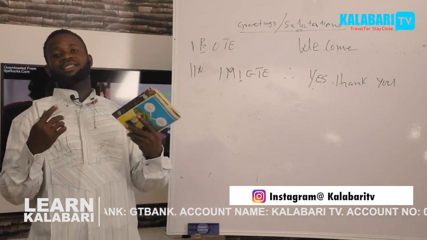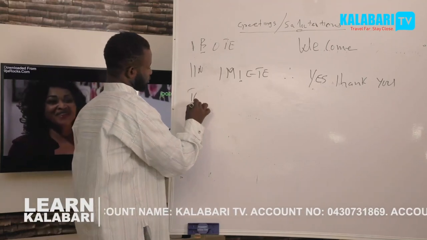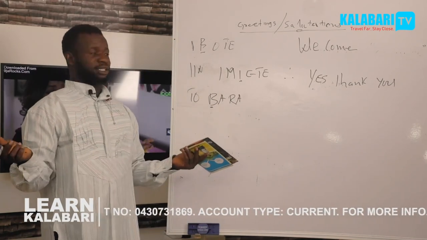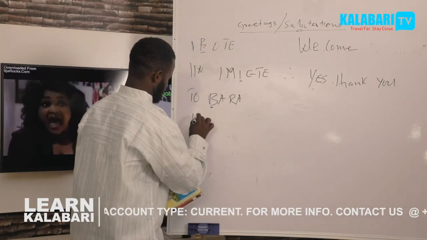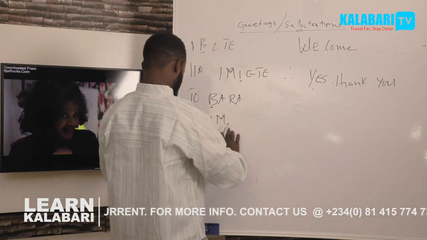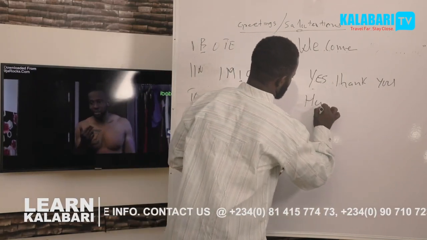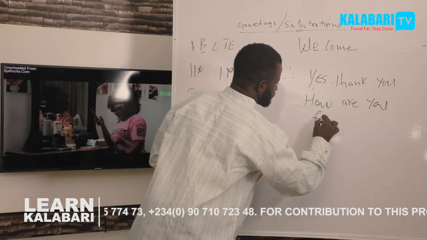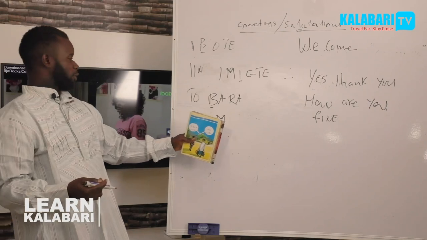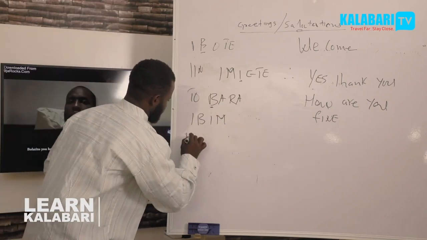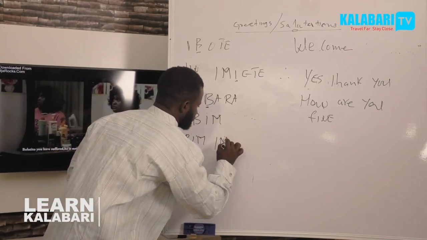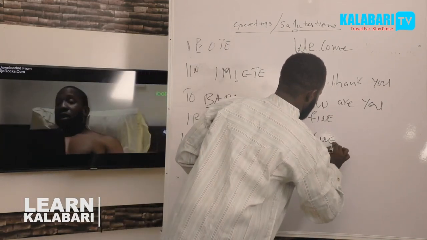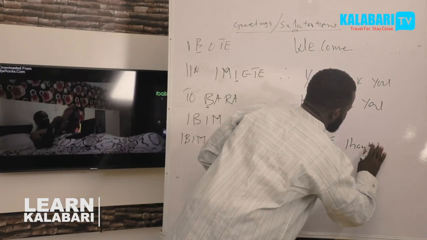In the next place, we have Tobra. Somebody is asking you, how are you? Tobra. Your response is, Ibim. That is, fine. You can say ordinarily fine, or you say ibim. Emiete, that is fine, thank you.